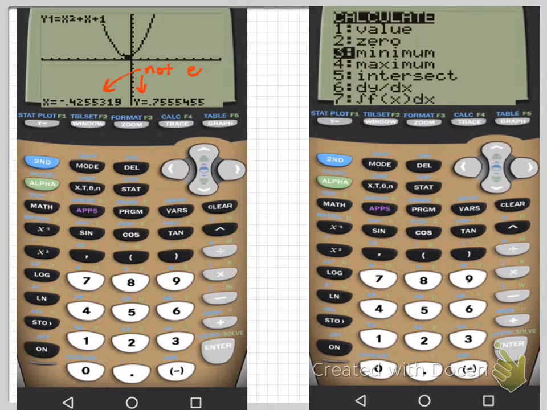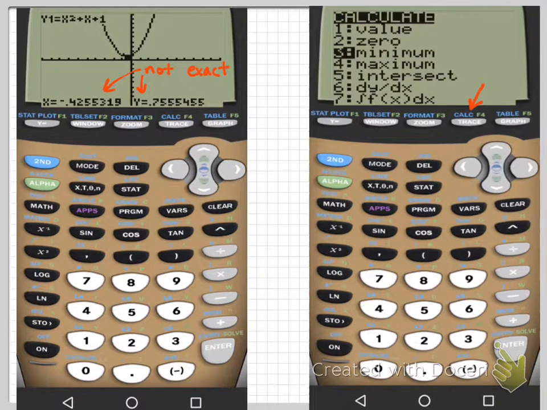Notice these right here are not exact, negative 0.42 and 0.75, and I'm not even sure if that's right on the minimum because there seem to be two that are equally good. So that gives us a good guess as to what the minimum is, but doesn't give us exactly what the minimum is. For that, we need to calculate the minimum.